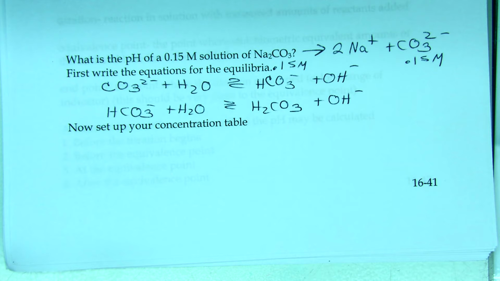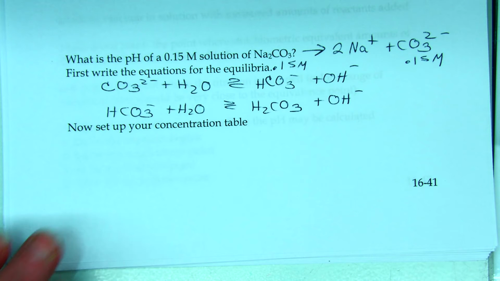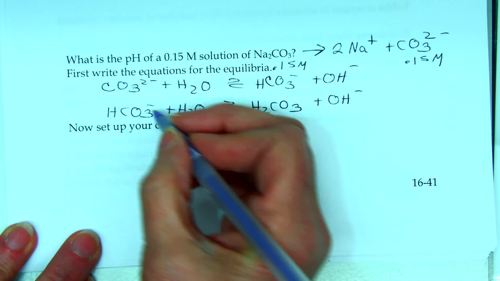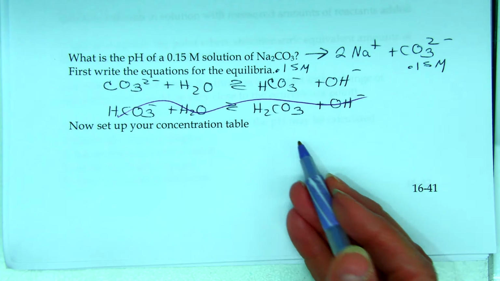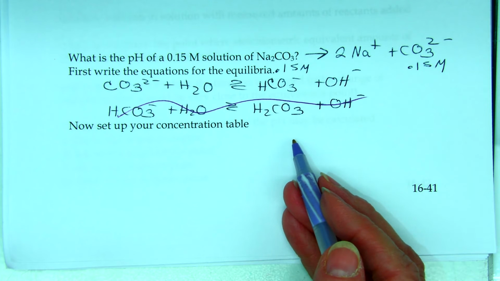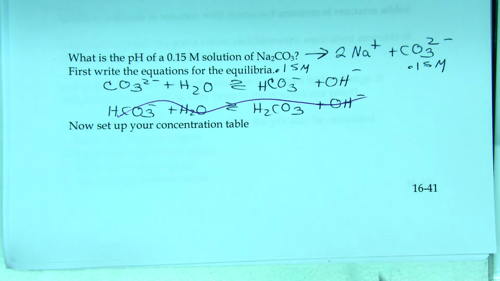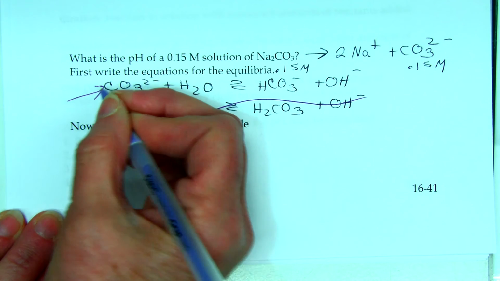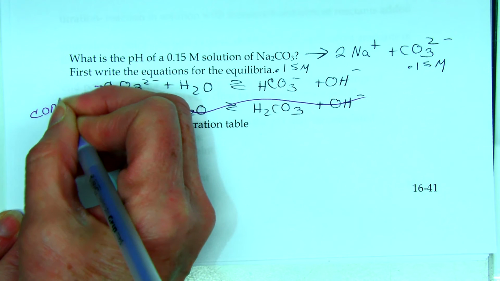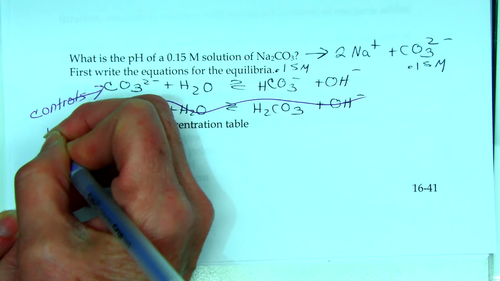Now, we've already looked at these and said that the Kb1 is much bigger than Kb2. So does this second equilibrium have anything to do with the pH? We can ignore it because we're not interested in the carbonic acid concentration. We just want to know the pH. So now we can set up our concentration table. This equilibrium only, the first ionization only, controls the pH.